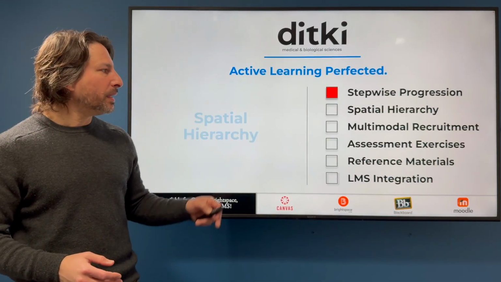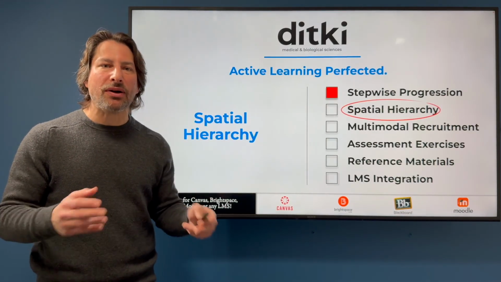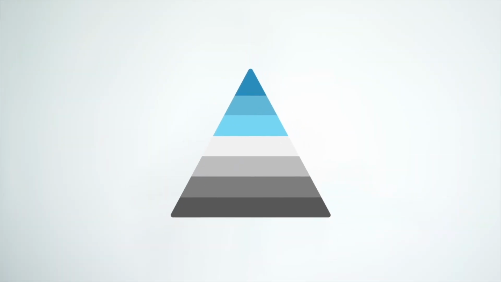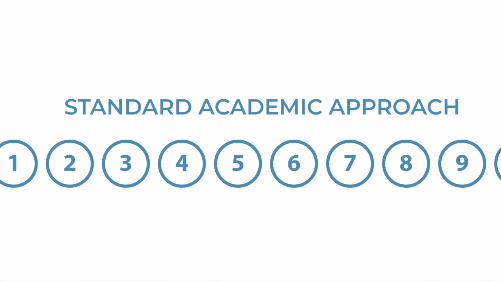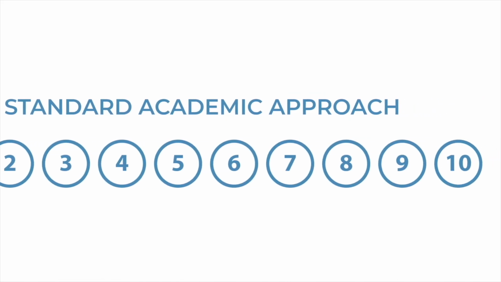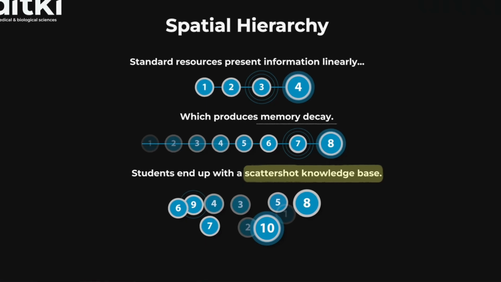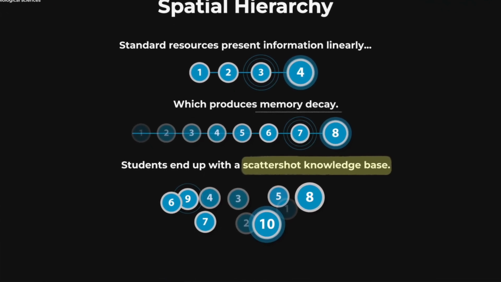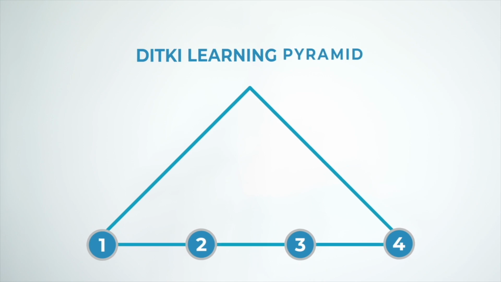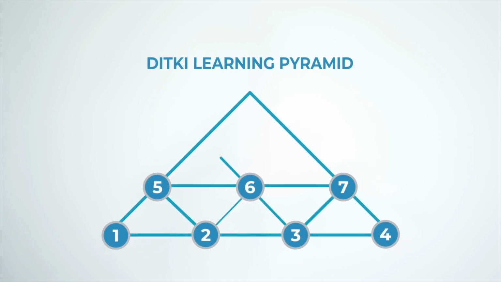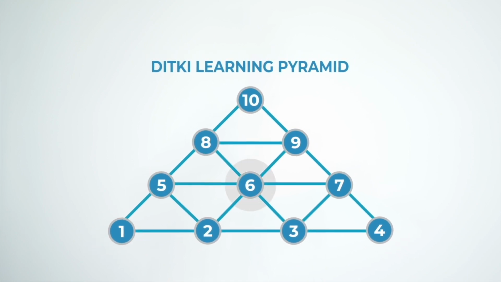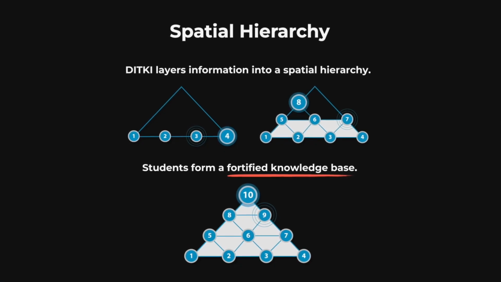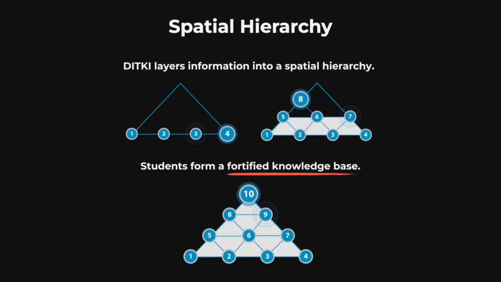The next thing that's really critical is the spatial hierarchy, the spatial framework of information itself. Now, typically, educational information is delivered in sequence. Early information is decayed, and there's recency bias for later information, and the student has this sort of scattershot knowledge base. With Ditki, we map out all of the information into a spatial hierarchy, so foundational information is learned early, and then as new information, new knowledge points come in, they strengthen the foundational information.